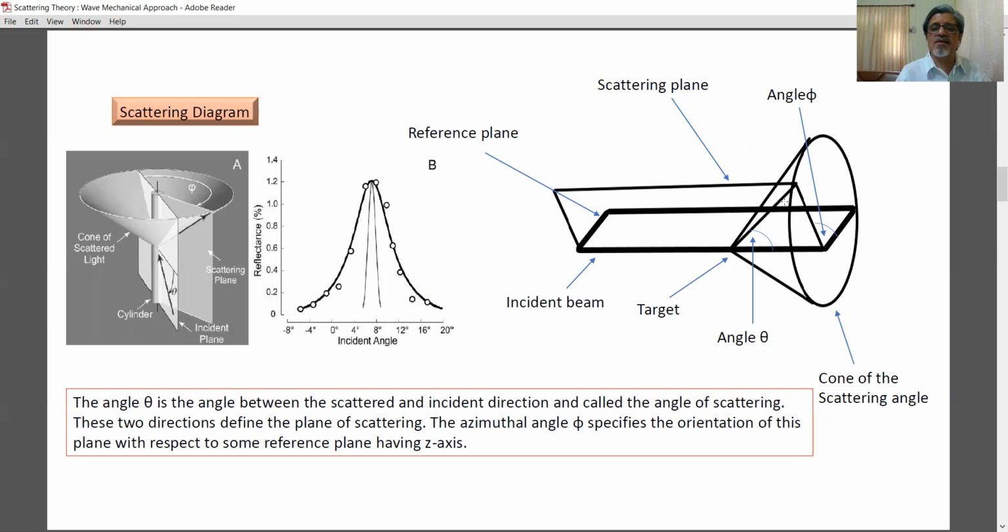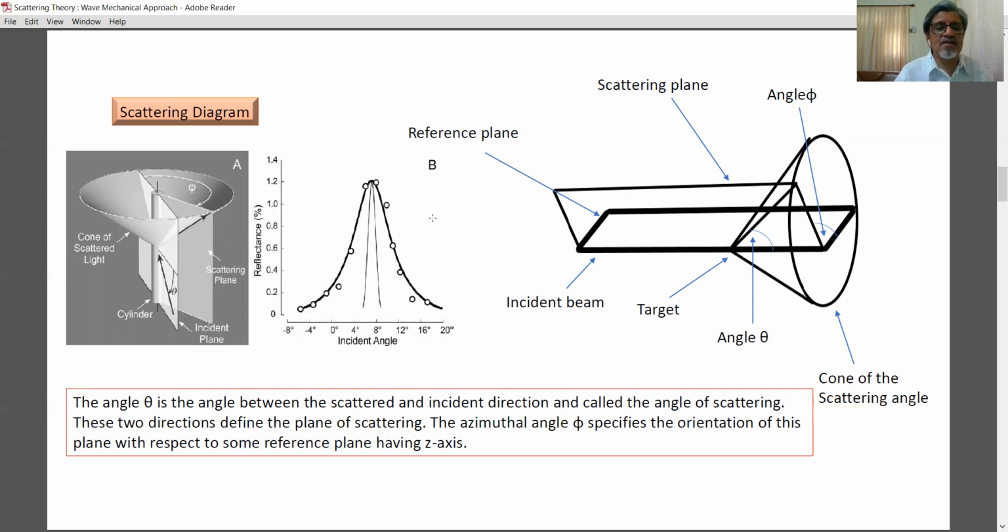Then the target is shown over here, and the incident beam is shown by this. Now, the scattering plane and reference plane form something like the shape of a half-open book or notebook. That is again shown in the left-hand side diagram in 3 dimensions. That makes it more clear than the 2 dimensional diagram.